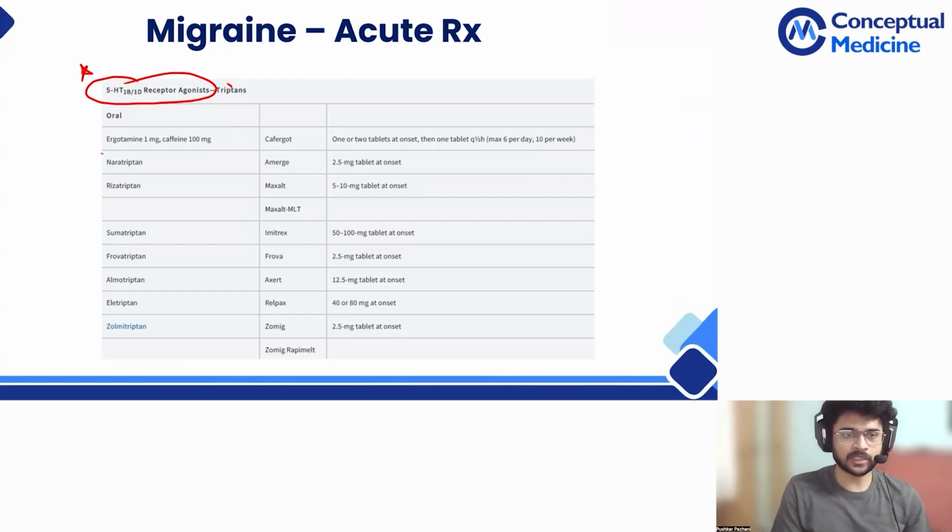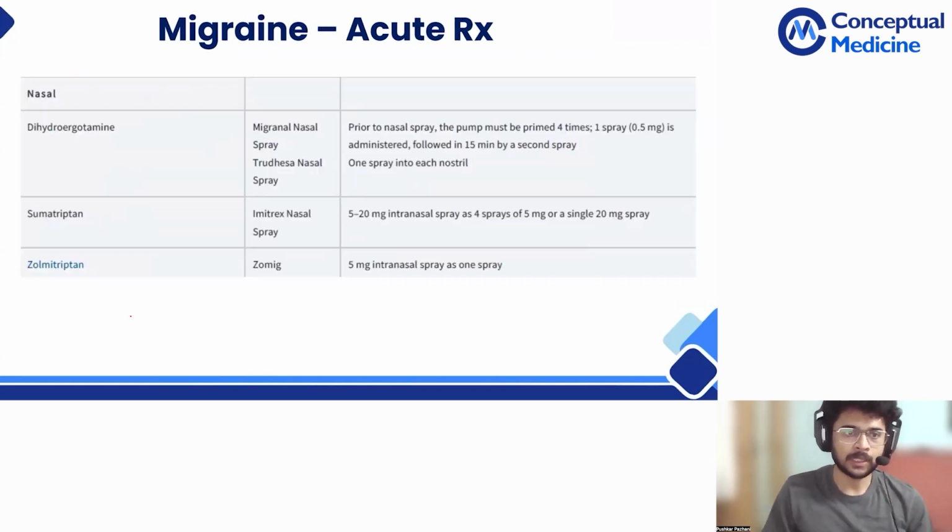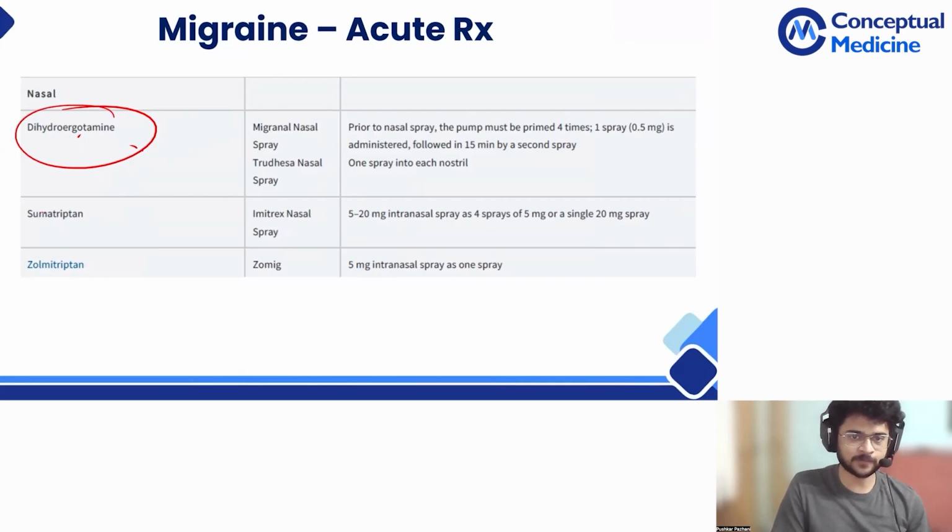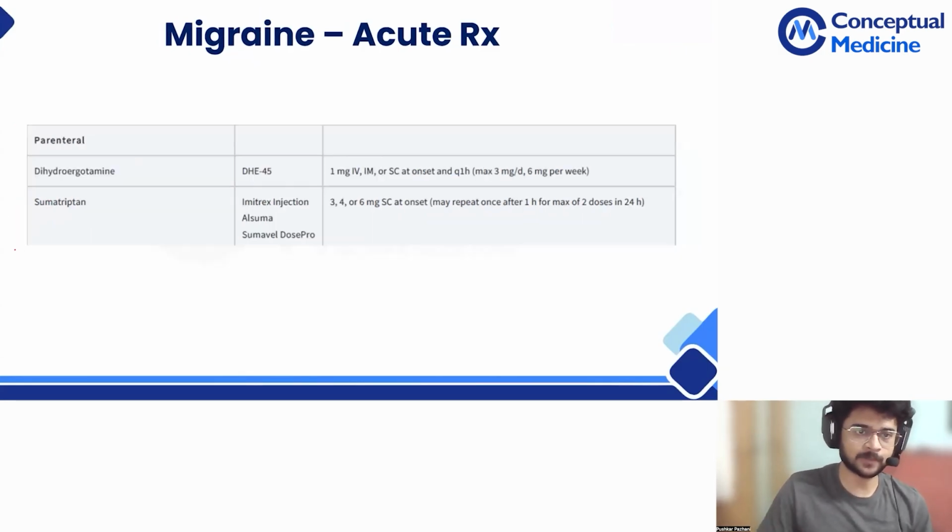So common molecules over here are your ergot alkaloids, which is actually non-specific. Specific ones are going to be your triptans like naratriptan, rizatriptan, sumatriptan, frovatriptan, almotriptan, eletriptan, and zolmitriptan. And then remember that you also have certain nasal formulations of your 5-HT1 molecules. You have dihydroergotamine present as a nasal spray. You have sumatriptan and zolmitriptan, which is also present as a nasal spray.